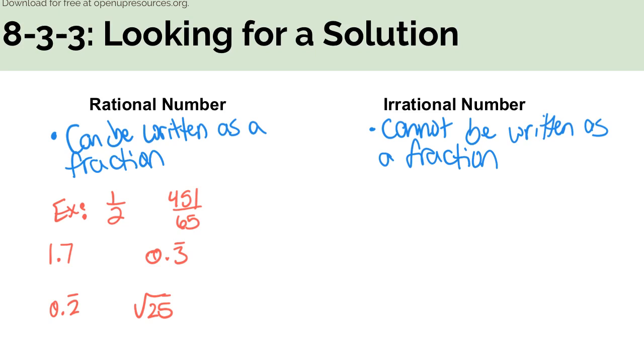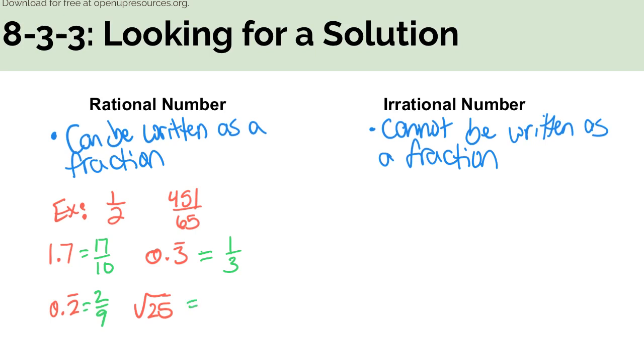Here's some examples of rational numbers, something like 1/2, clearly written as a fraction. 451 over 65, it's an improper fraction, but it's still a fraction, so it's a rational number. 1.7, I could rewrite as a fraction. That would be 1 and 7/10 or 17/10. 0.3 repeating. When you see the repeating sign, it can be written as a fraction. This would be 1/3. 0.2 repeating, that would be 2/9. So whenever you see that repeating bar, it is a rational number.